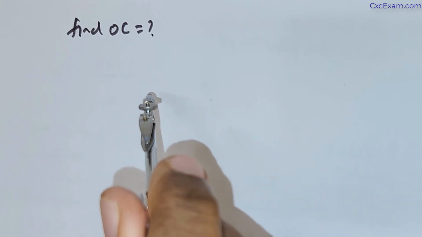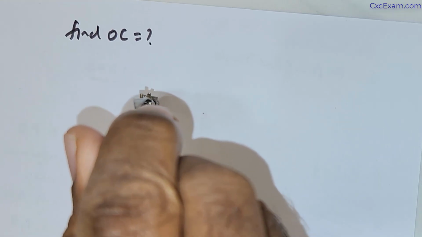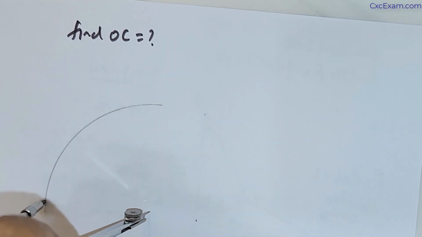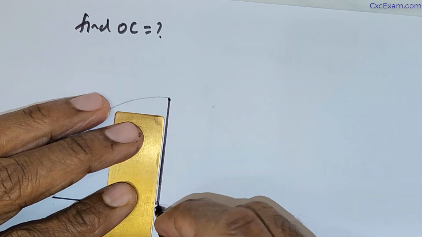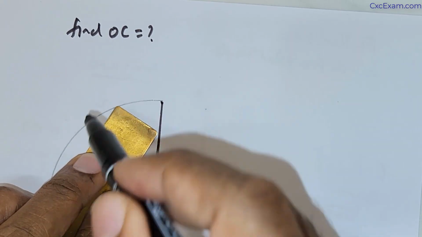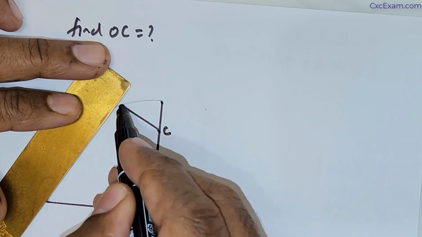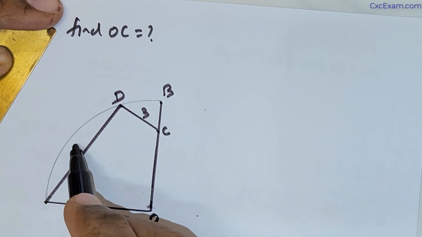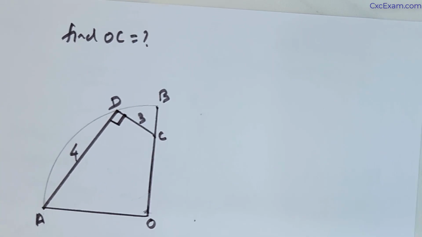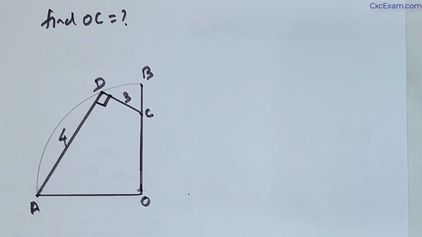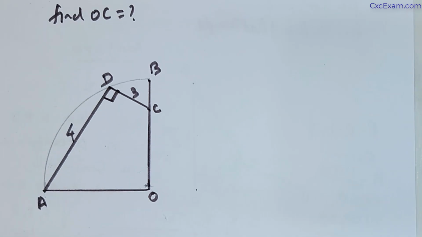Foremost, we need a quarter circle. Okay, and we need OC. Okay, this is 90 degrees. Now, this is the information that is being given. Now you can pause the video and you can try this question out.